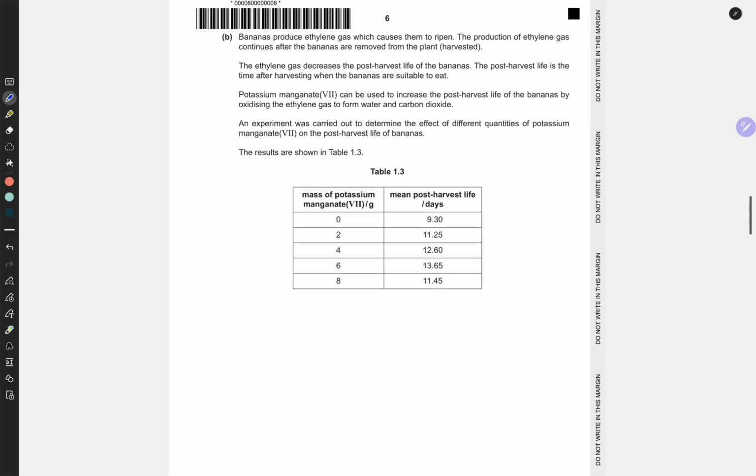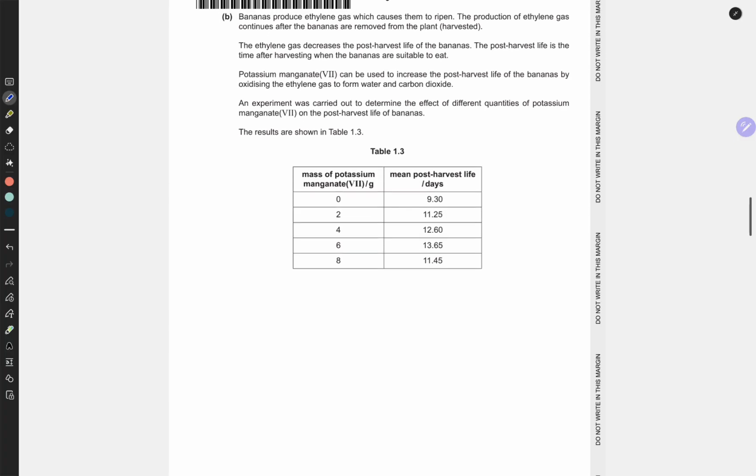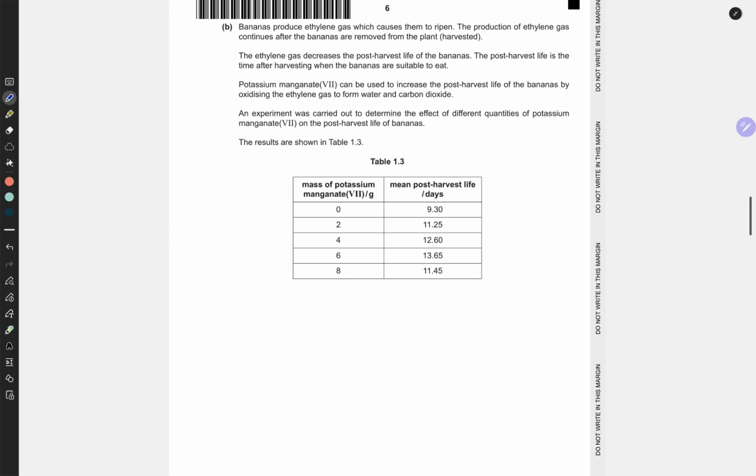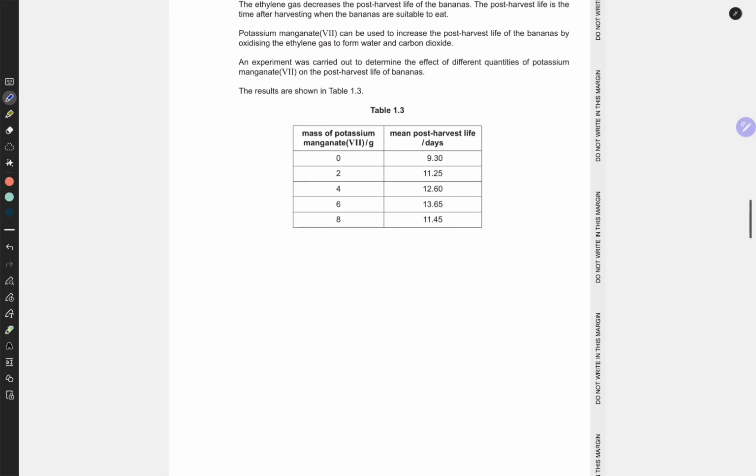For B, bananas produce ethylene gas which causes them to ripen. The production of ethylene gas continues after the bananas are removed from the plant, harvested. The ethylene gas decreases the post-harvest life of the bananas. The post-harvest life is the time after harvesting when the bananas are suitable to eat. Potassium manganate 7 can be used to increase the post-harvest life of the bananas by oxidizing the ethylene gas to form water and carbon dioxide.